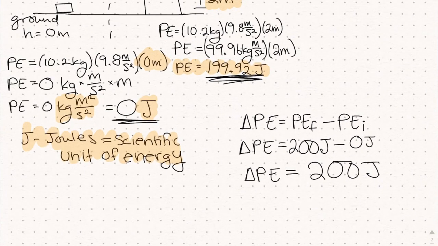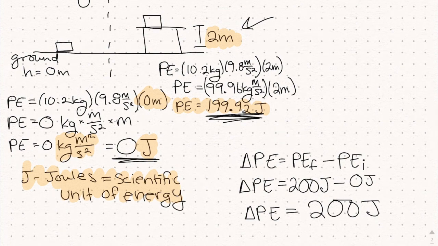Do you see how making the ground as height 0 really helped me simplify that math, since I only really had to solve for one side? All right, so that's how we're going to be using this equation.